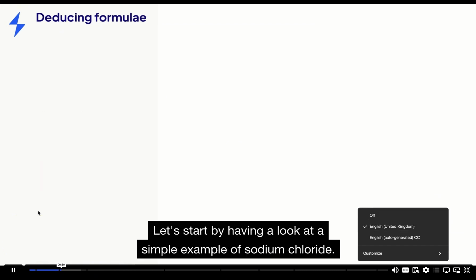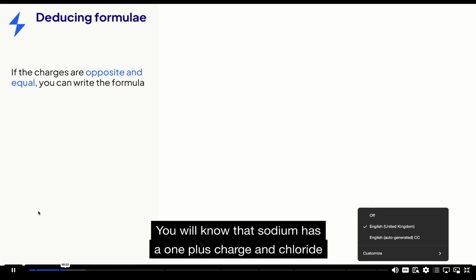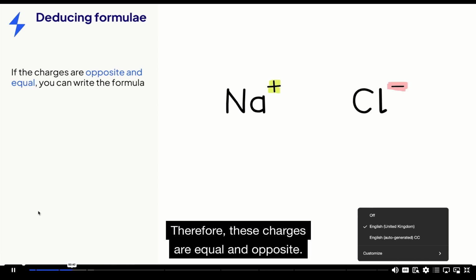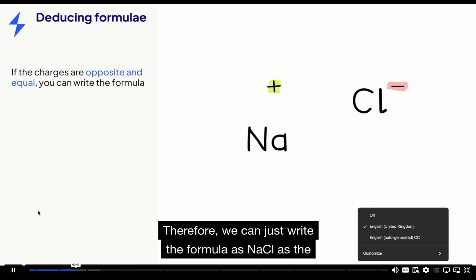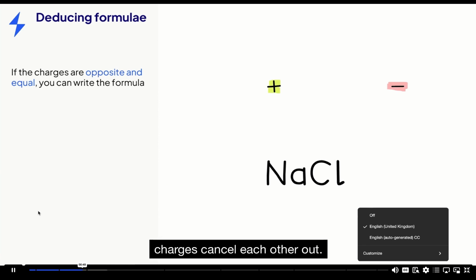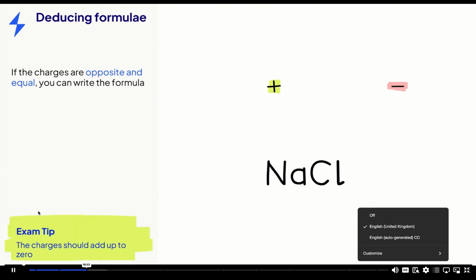Let's start by having a look at a simple example of sodium chloride. You will know that sodium has a 1+ charge and chloride has a 1- charge. Therefore, these charges are equal and opposite. Therefore, we can just write the formula as NaCl, as the charges cancel each other out. The overall net charge is 0.